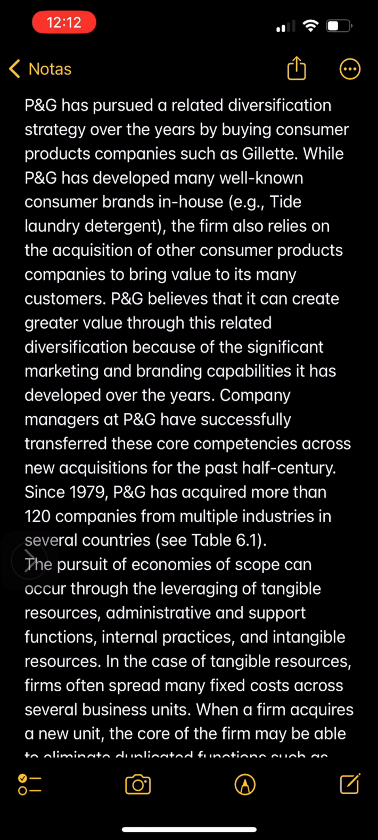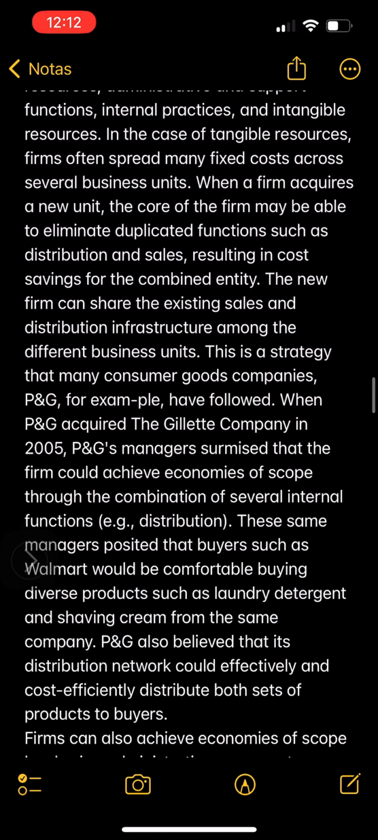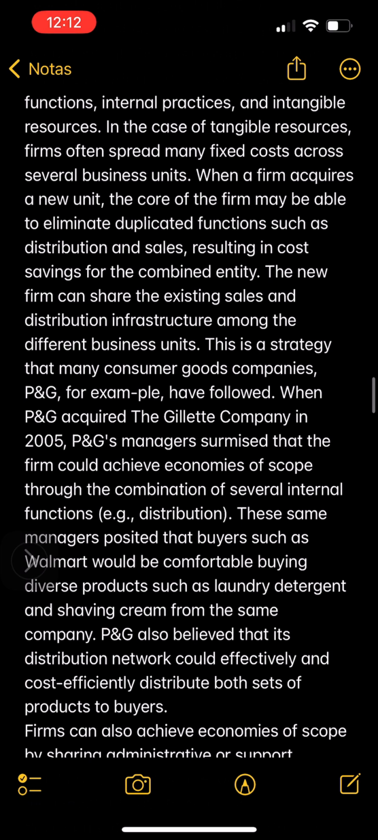See Table 6.1. The pursuit of economies of scope can occur through the leveraging of tangible resources, administrative and support functions, internal practices, and intangible resources. In the case of tangible resources, firms often spread many fixed costs across several business units. When a firm acquires a new unit, the core of the firm may be able to eliminate duplicated functions such as distribution and sales, resulting in cost savings for the combined entity. The new firm can share the existing sales and distribution infrastructure among the different business units. This is a strategy that many consumer goods companies, P&G, for example, have followed.